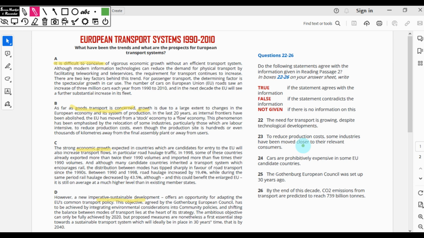First of all, I need to search in the paragraph. Then I will decide whether it is true or false. First, you need to identify the keywords. In question number 22, there is transport is growing, despite technological development. These are the keywords. You need to search for the synonyms or the exact words, maybe.